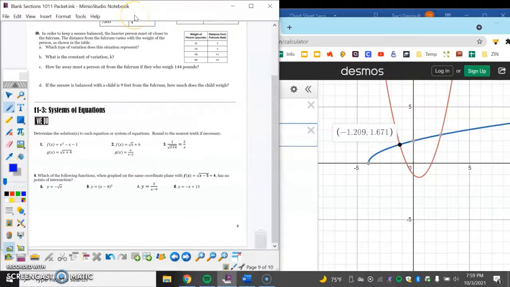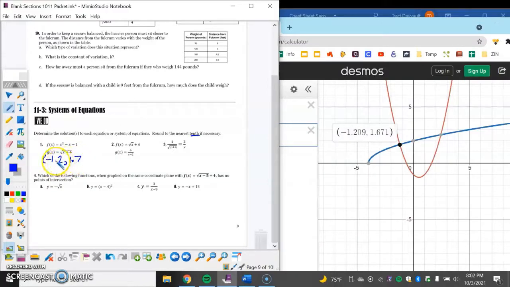And it says round to the nearest tenth if necessary. So I'm going to write the ordered pair, negative 1.2. The nearest tenth means it's one place after the decimal. And then 1.67 would round to 1.7.